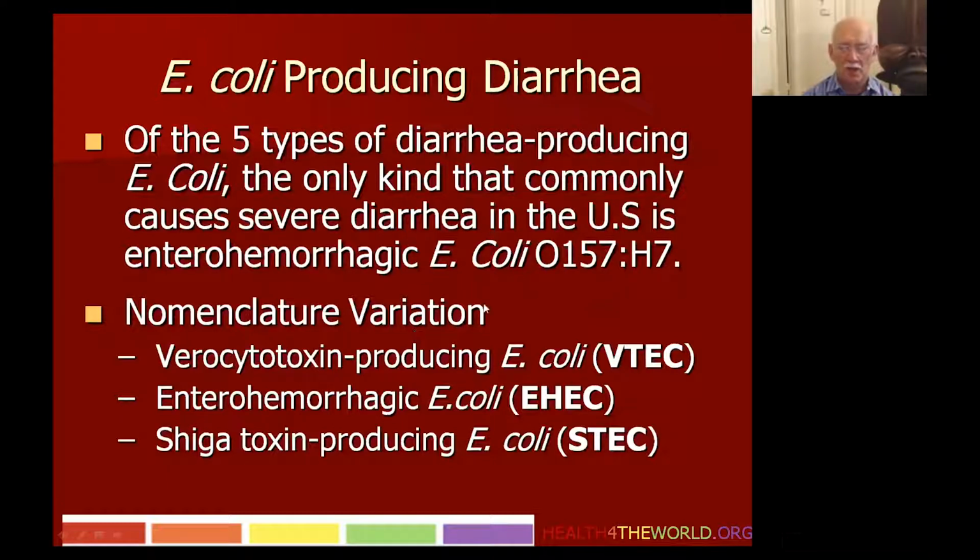The nomenclature varies when describing all the different kinds of E. coli, and some are referred to as verotoxin-producing E. coli or VTEC, enterohemorrhagic E. coli or EHEC, Shiga toxin-producing E. coli or STEC. Dr. Shiga in Japan originally described this, and consequently this toxin-producing E. coli strain remembers him by being known as Shiga toxin-producing.